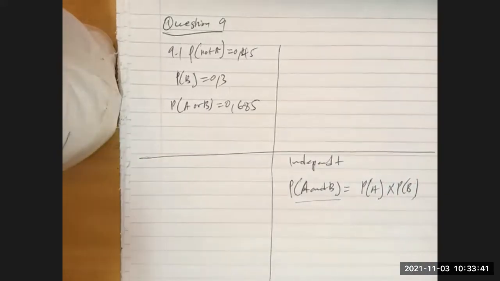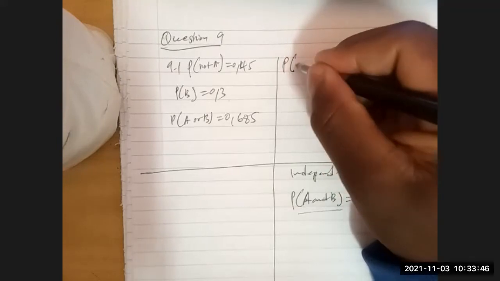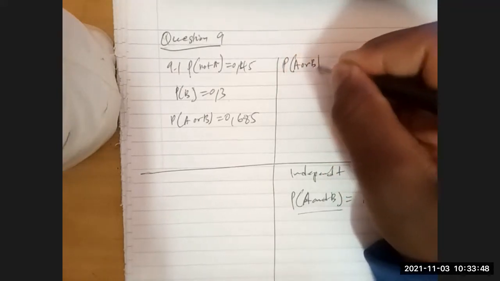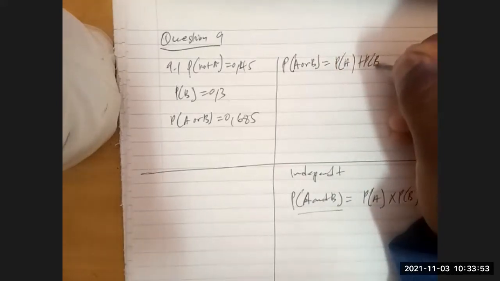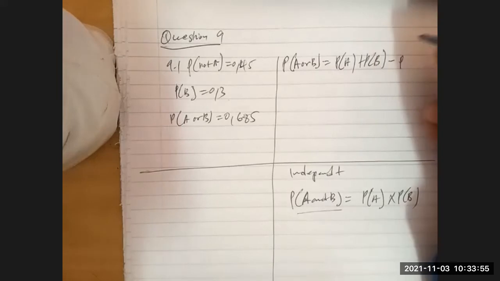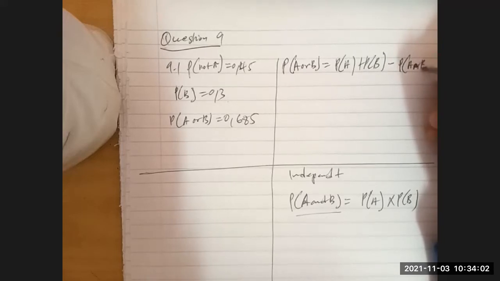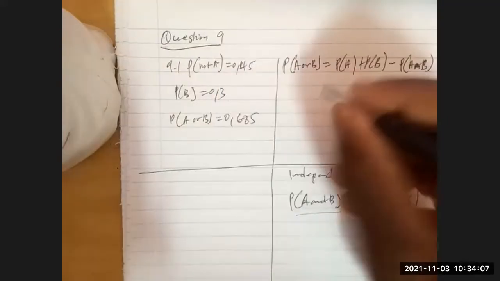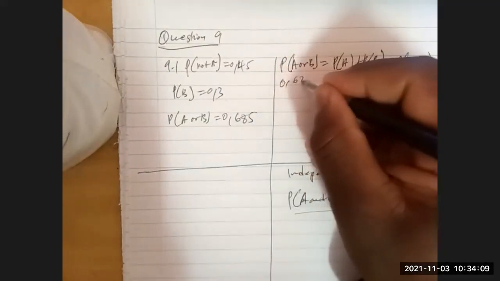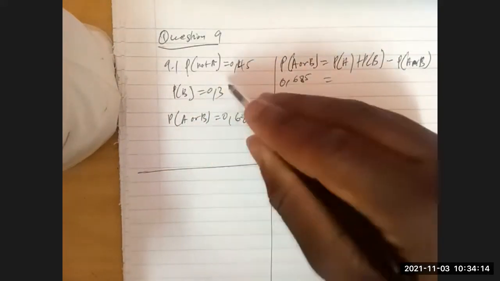The probability of A and B comes through the addition rule. What does it say? The addition rule states that the probability of A or B is equal to the probability of A plus the probability of B minus the probability of A and B. Now A or B is given to us as 0.685.